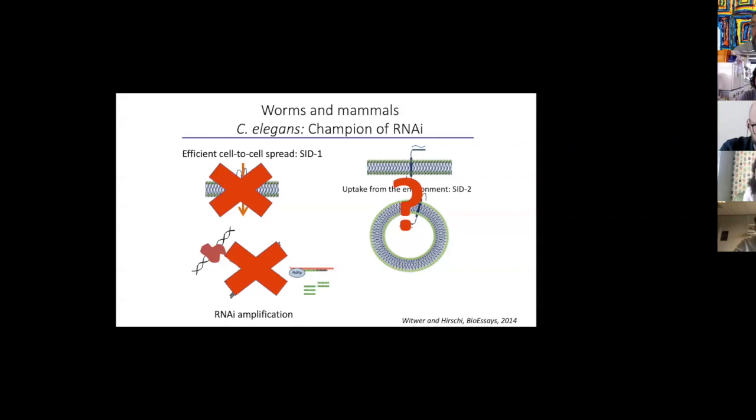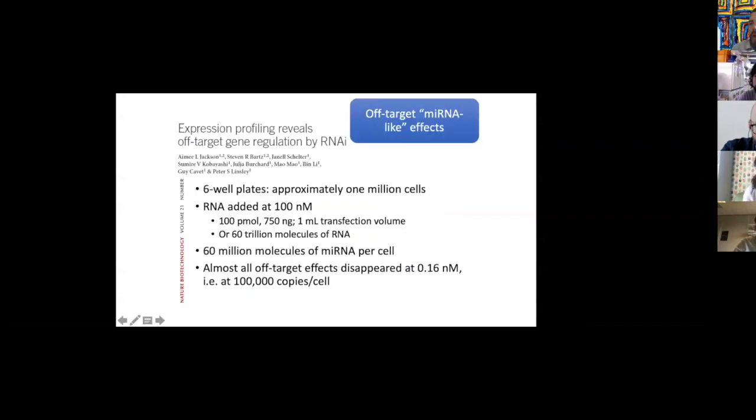For mammals, yeah, we might have some of these transporters. That's a little bit controversial, but it doesn't seem that most of these mechanisms are in play. And so we have to work with what's in the cell. And as a result, we have to worry about things like stoichiometry. And so here is a paper that came out actually back in 2003, talking about the stoichiometry of siRNA-mediated silencing.